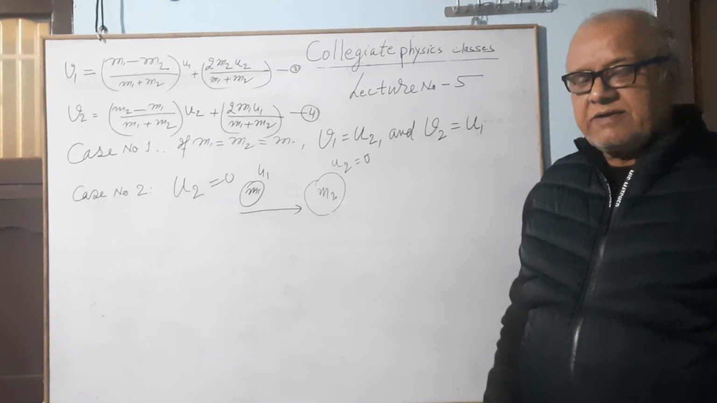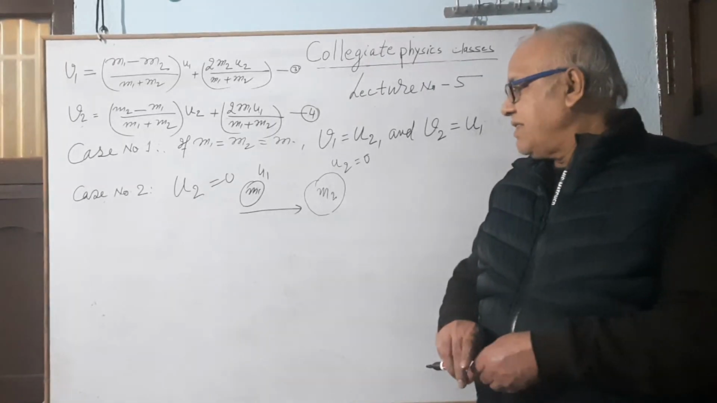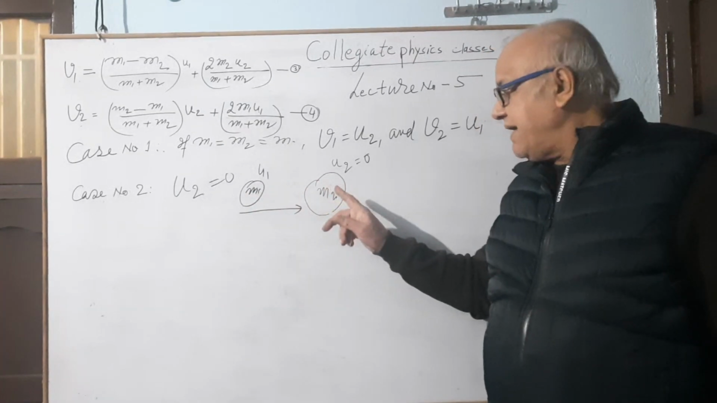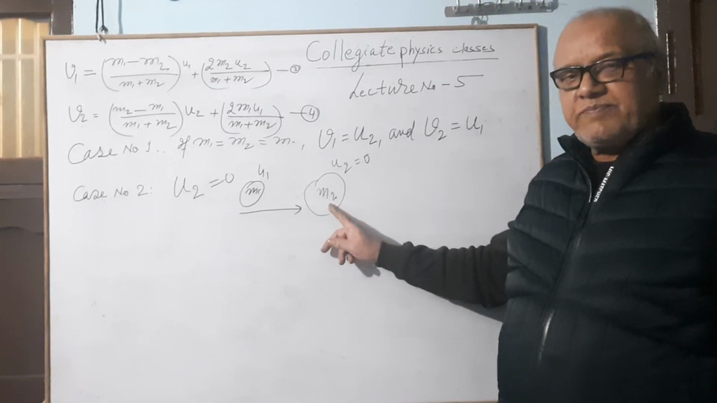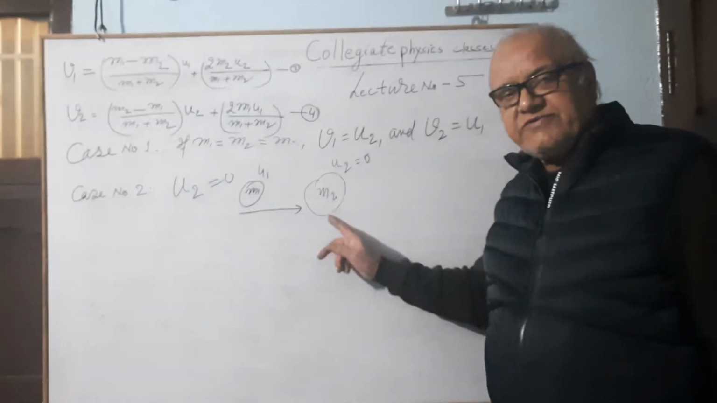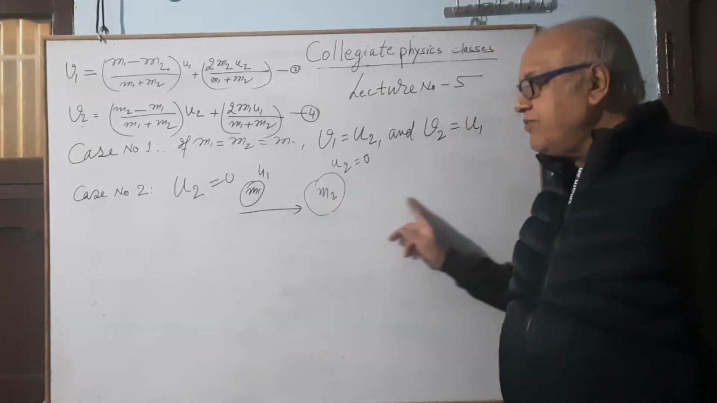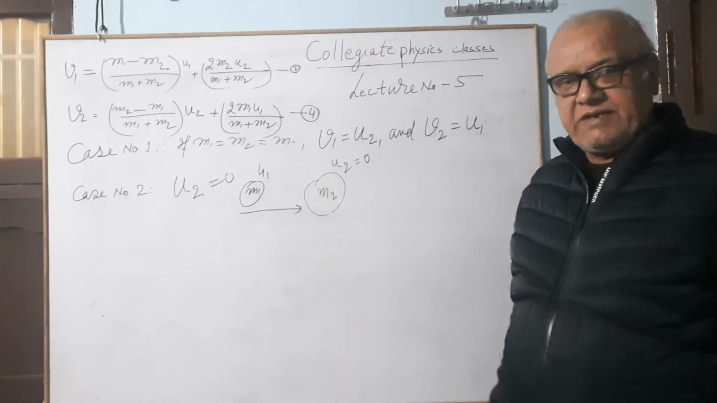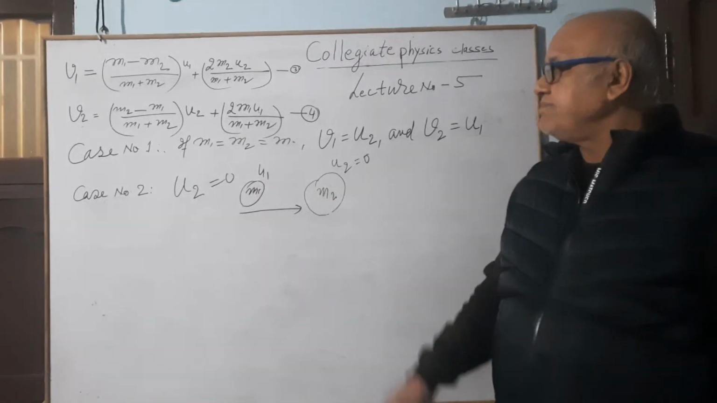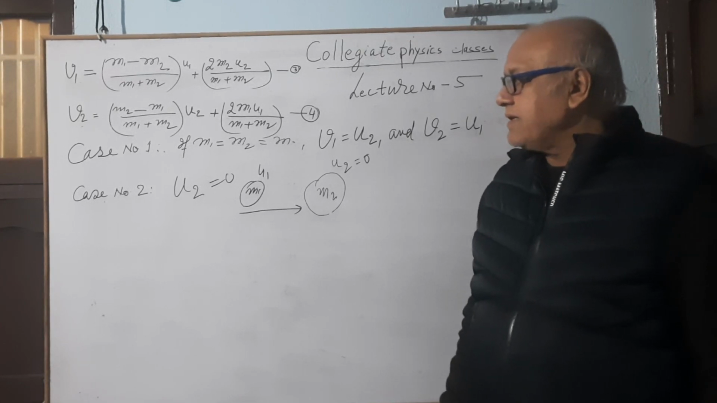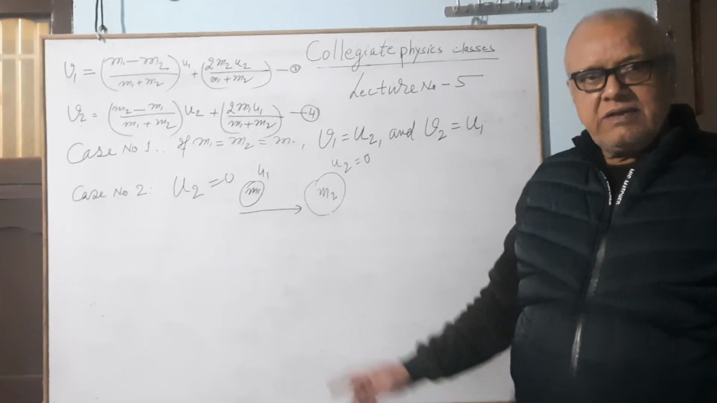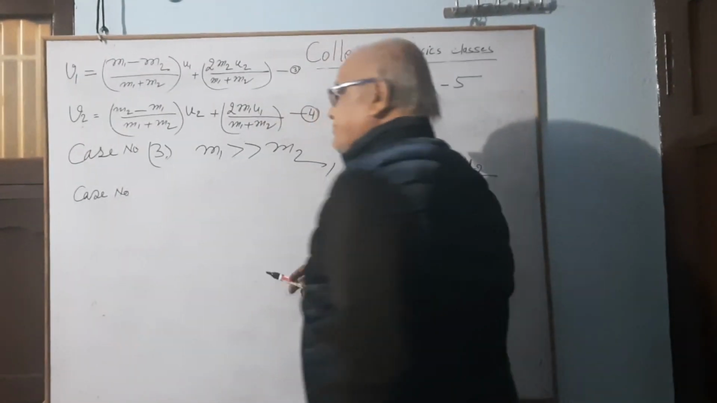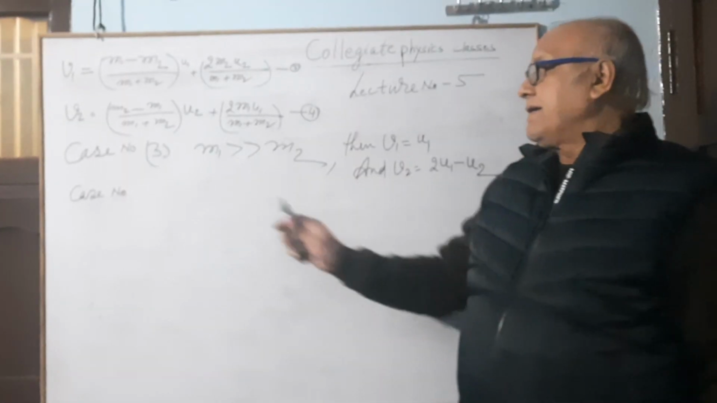This is a very interesting thing. The second body is at rest, the first body makes a head-on collision, the collision is perfectly elastic, then the first will come to rest and the second will begin to move with the same velocity u1 as that of the first body. Now, case number 3.